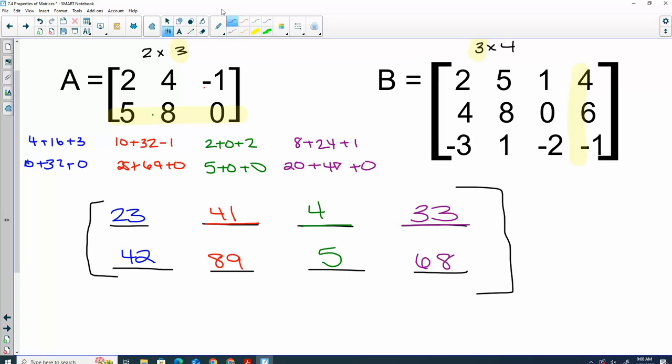So not that the math is really hard, it's just multiplying and adding. You just have to know which ones you're multiplying together. Are there any questions about how I knew I could multiply them or where my numbers came from? Let's do another.